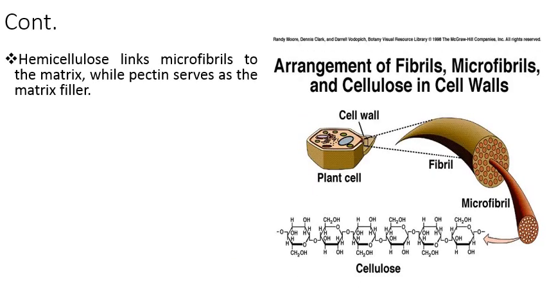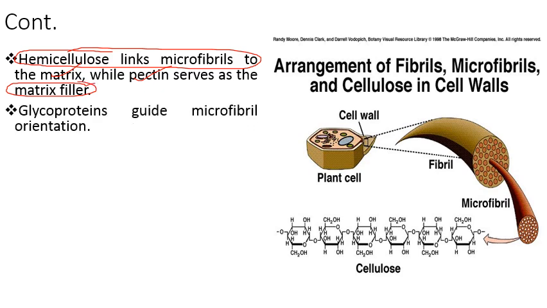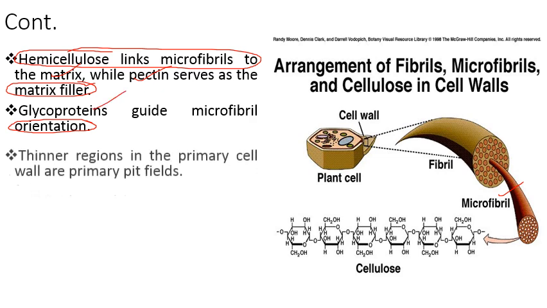So hemicellulose links microfibrils to the matrix. हेमीसेलुलोज का काम होता है माइक्रोफाइब्रिल ऑफ सेलुलोज को लिंक करना मैट्रिक्स के साथ, जबकि जो पैक्टिन है वो एक्ट करता है एज अ मैट्रिक्स फिलर. तो मैट्रिक्स को फिल करने का जो काम है वो पैक्टिन करता है. देन जो ग्लाइकोप्रोटीन्स होती है दे एक्ट एज गाइड फॉर माइक्रोफाइब्रिल ओरिएंटेशन. जो ये माइक्रोफाइब्रिल्स होती हैं जो कि सेलुलोज से बनती हैं, उनकी ओरिएंटेशन किस तरह की होगी सेल वॉल में, उसमें हेल्प करती हैं ग्लाइकोप्रोटीन्स.